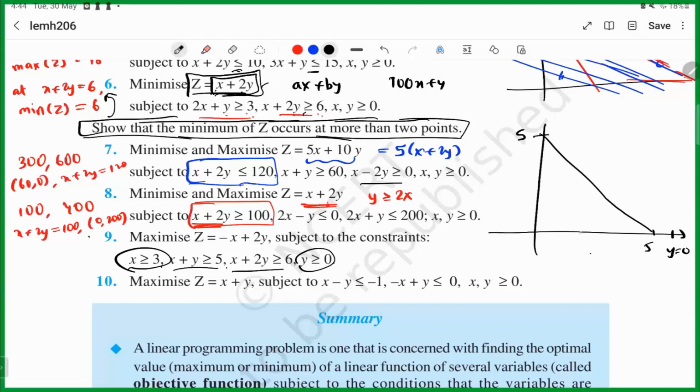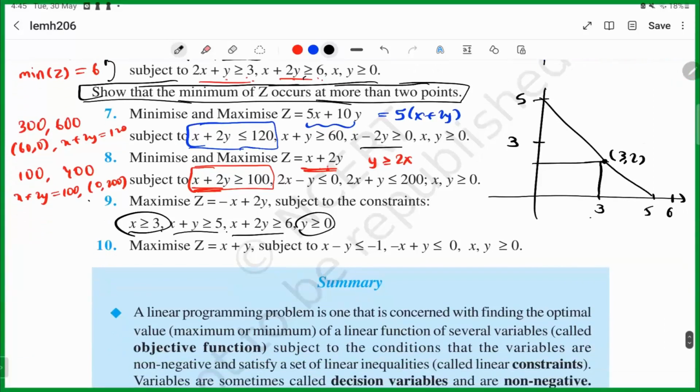X equal to 3 will probably be here, and this will be 3. That will be y is equal to... That will be x equal to 6. And then if you want to find the intersection point, it is y is equal to 1 and x is equal to 4. Right? That is the intersection point here.